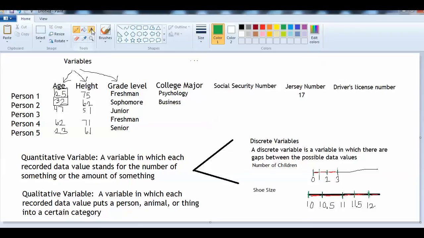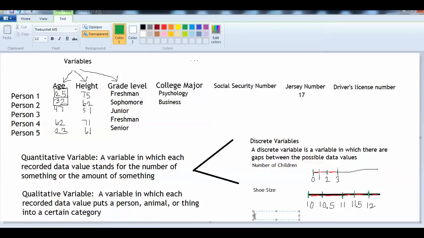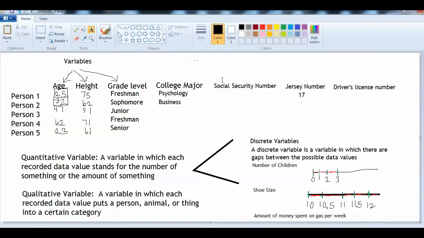Anything that deals with amounts of money is also discrete because, let's say, the amount of money spent on gas per week. That's what we're asking people now. A person, what are the possible data values?